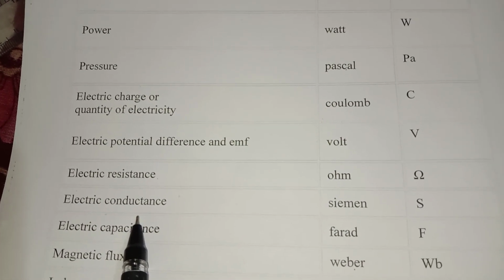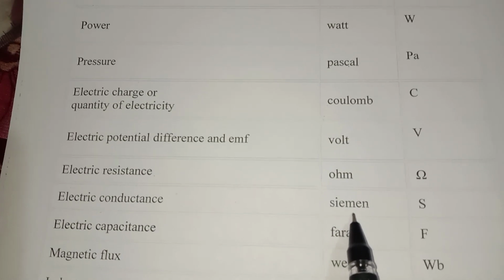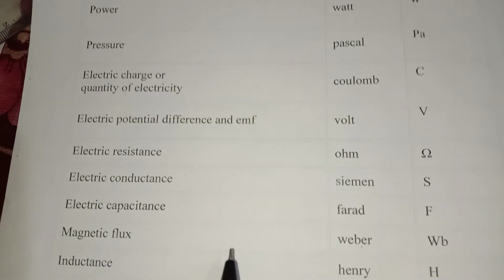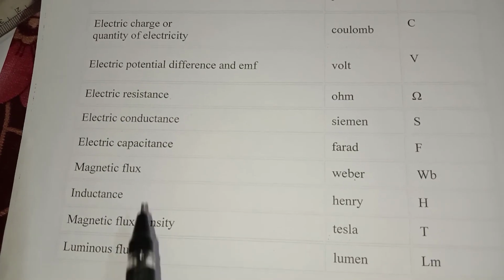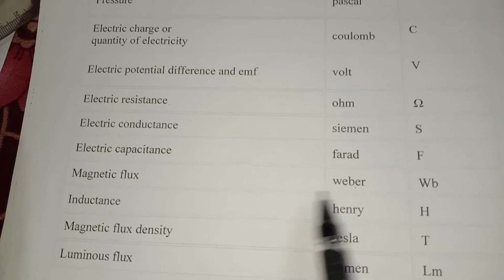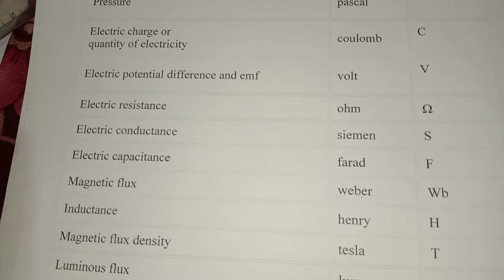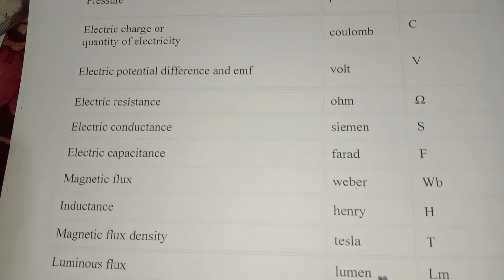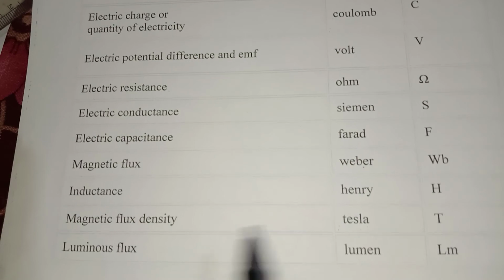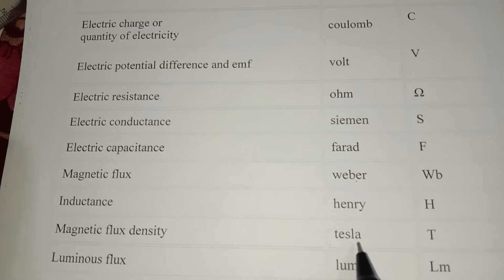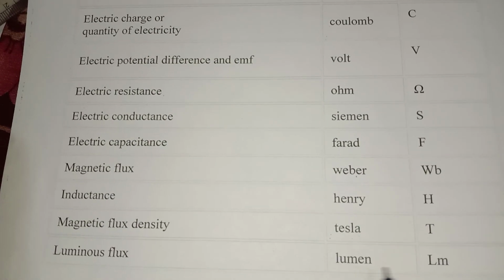Conductance is the reciprocal of resistance and its unit is Siemens, represented by S. The unit of capacitance is Farad, represented by F. The unit of magnetic flux is Weber, represented by Wb, and this magnetic flux was discussed in our class 12th. The next term is inductance. Its unit is Henry, H. Magnetic flux density, Tesla, T. And luminous flux, that is lumen, lm.